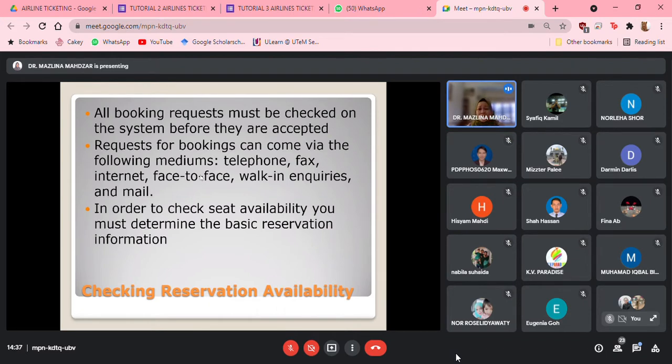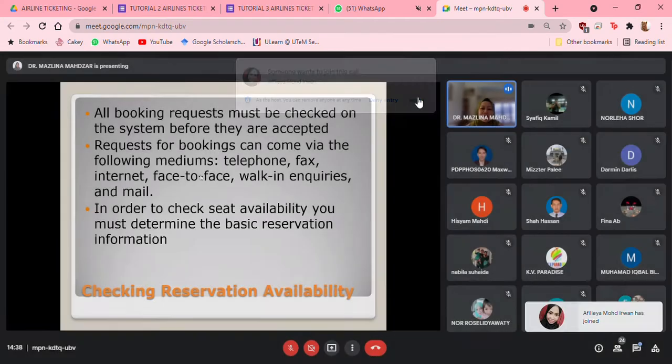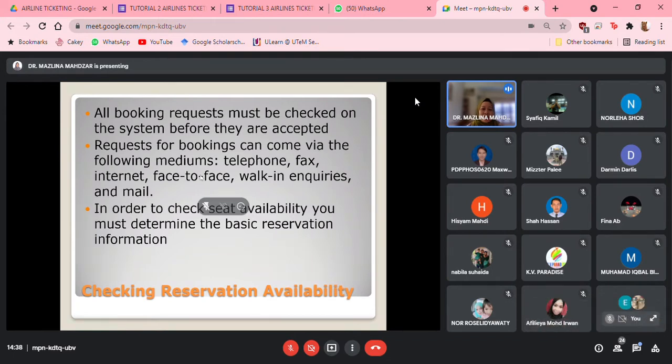So walau macam mana pun, a request to make a booking can come via a lot of mediums. Sometimes they would come in the form of a phone call to you at a travel agent or at airlines, using fax, internet, face-to-face walk-in inquiry or mail. Okay, for you to check on the seat availability, you must first determine the basic reservation information.